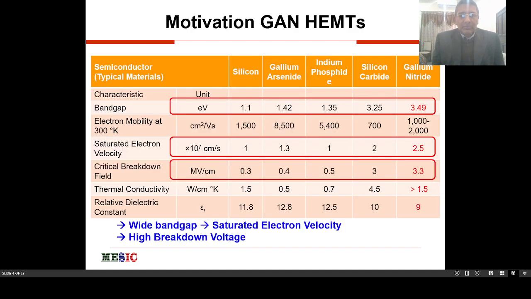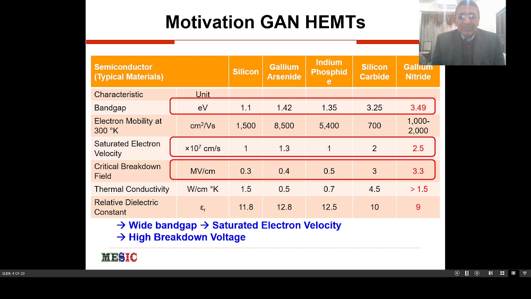Here we go. So why are people motivated to work on the gallium nitride HEMT? The very important first thing is the band gap. It has a very high band gap as compared to silicon, which is quite famous for RFIC design, for Bluetooth and smart cards and everything. And what happens if we have a wide band gap?